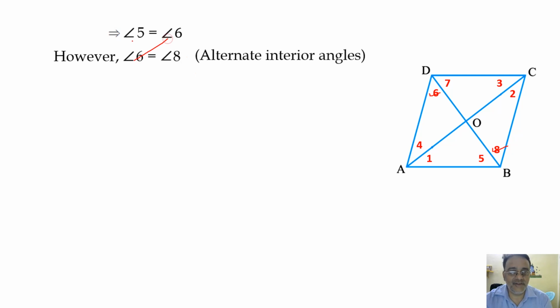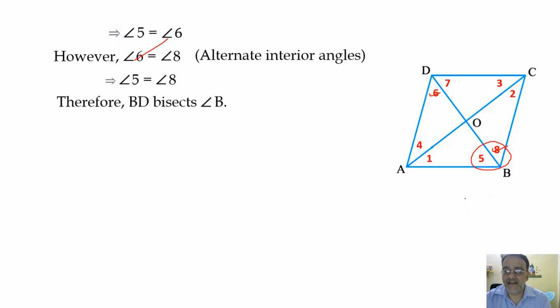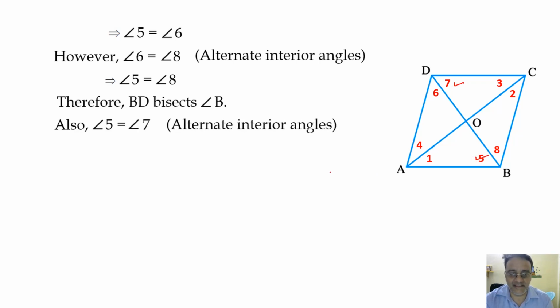So ध्यान से देखो, इन दोनों से हम लोग क्या कंक्लूड कर सकते हैं? Angle 5 is equals to angle 8. That means BD bisects angle B. Now the next one, angle 5 और angle 7 भी equal है. Angle 5 और angle 7 by alternate interior angles. So in place of angle 5 we can write angle 6.